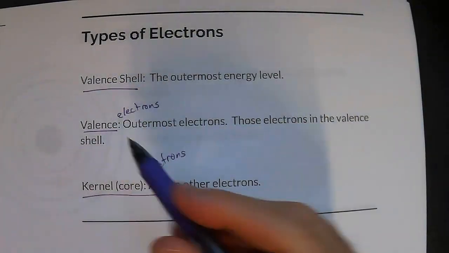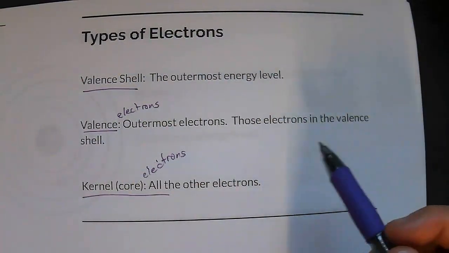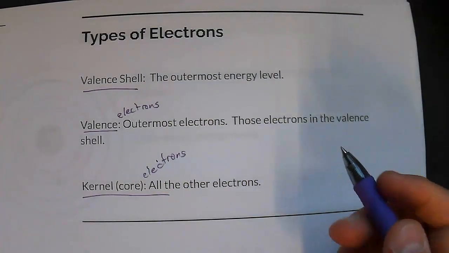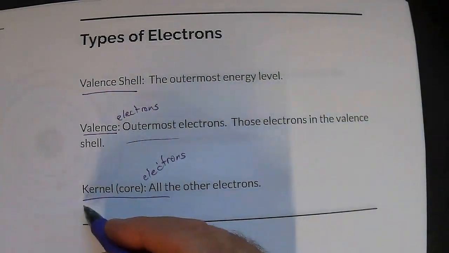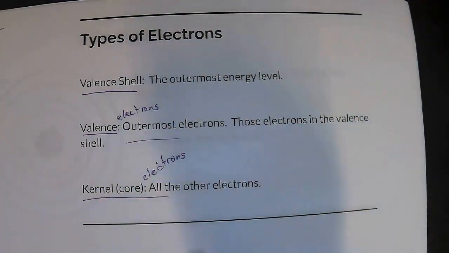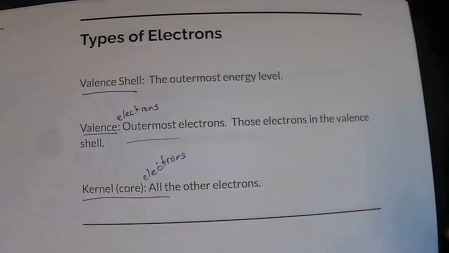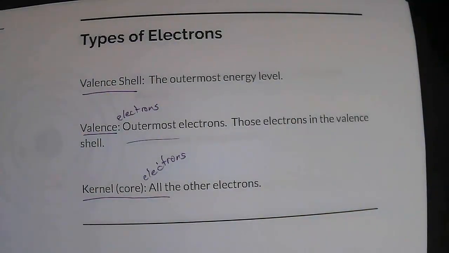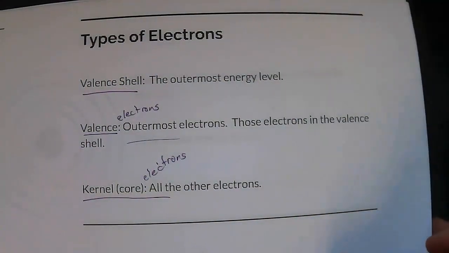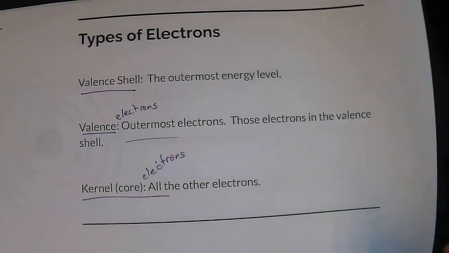We have the valence shell, which is the outermost energy level, and then we have valence electrons, which are the outermost electrons. And then we have the kernel electrons, which is every other electron that we're dealing with. Let me show you what we mean by this.